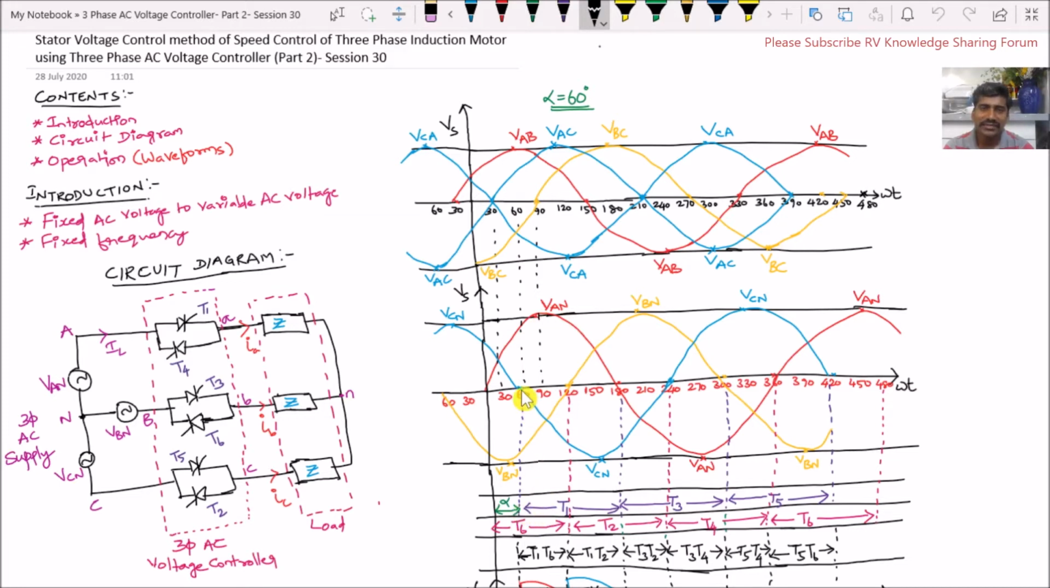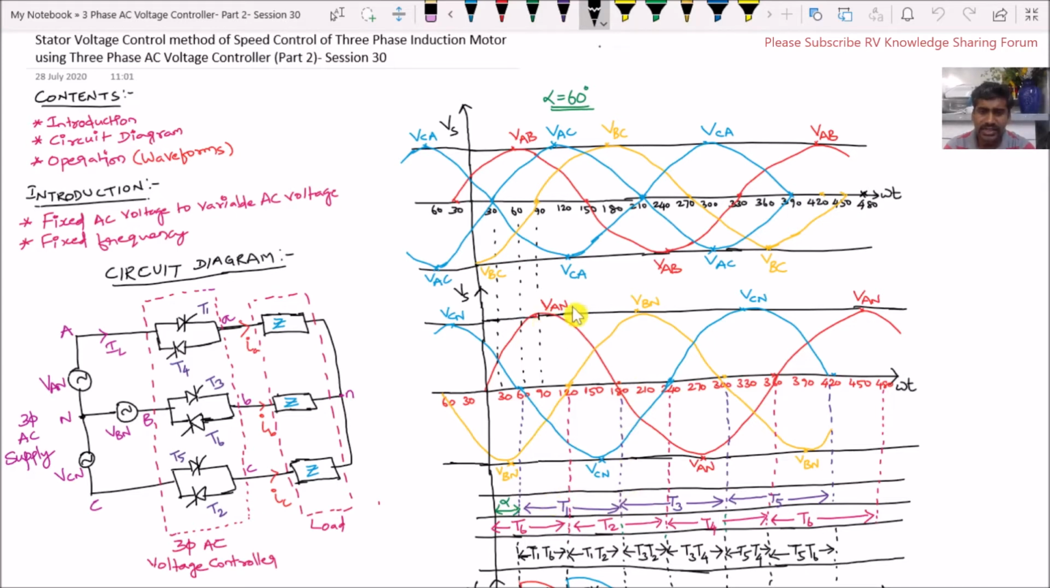In this three-phase AC voltage controller, each thyristor is allowed to conduct for 120 degrees. From 60 degrees to 180 degrees, it becomes 120 degrees. Therefore, our thyristor T1 starts conducting at 60 degrees and completes its conduction at 180 degrees. So at an angle of 180 degrees, this thyristor T1 gets turned off.